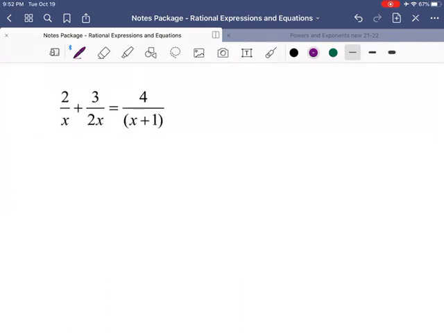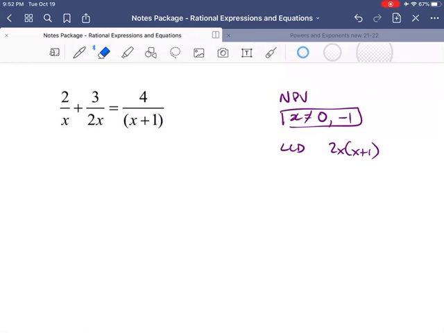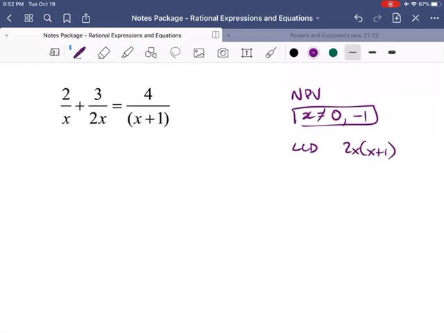All right, one more example here. First of all, non-permissible values. x cannot equal 0 or negative 1. Perfect. So the LCD of all three terms is going to be 2x and x plus 1. Why not the other x? Well, this x and that x are similar, so we don't need to multiply by another additional x. It'll all work out. Trust me. So the LCD is 2x and x plus 1.